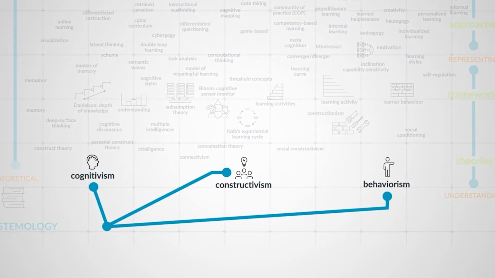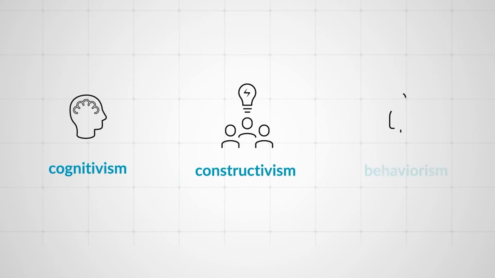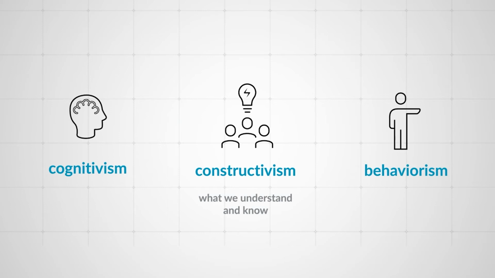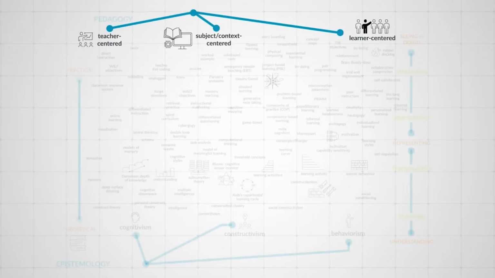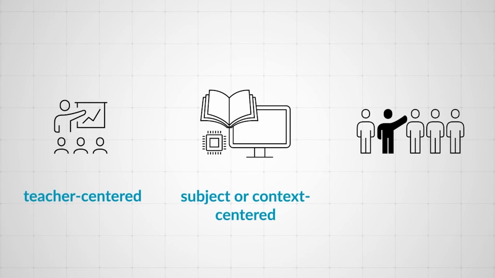At the lower edge of the map are the purely theoretical representations of learning: cognitivism, constructivism, and behaviorism. Constructivism is concerned with what we understand and know. Cognitivism considers how we understand and know. Behaviorism is concerned with the changes that occur through learning. At the upper edge of the map are the ways in which we organise teaching: teacher-centred, subject or context-centred, and learner-centred.